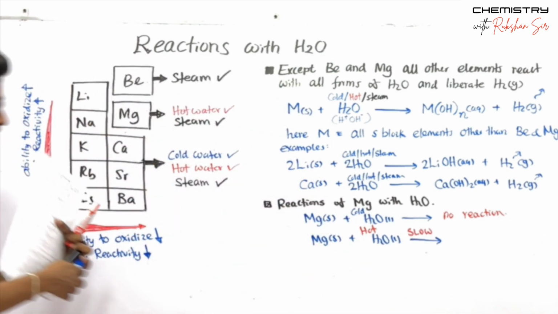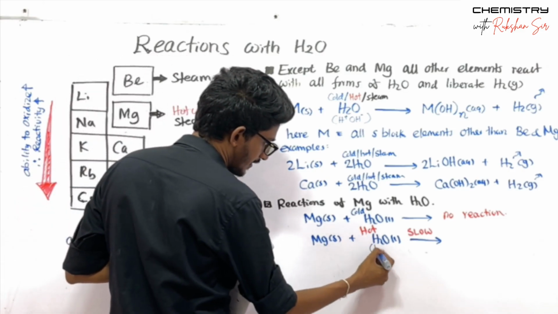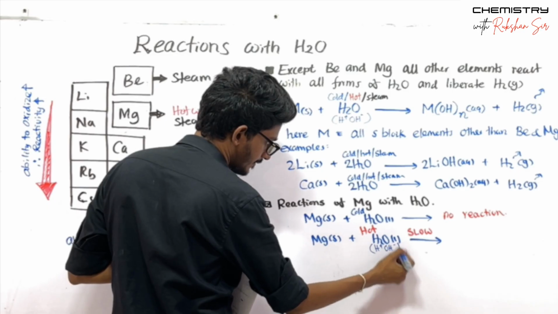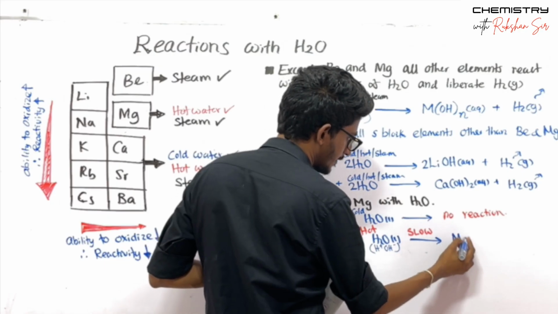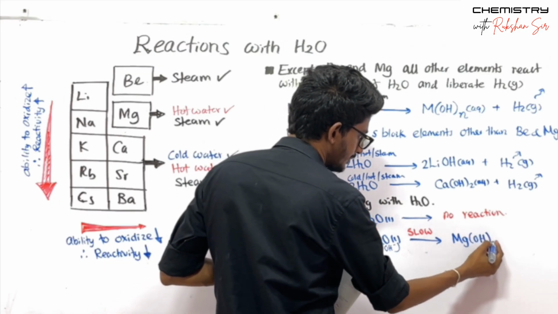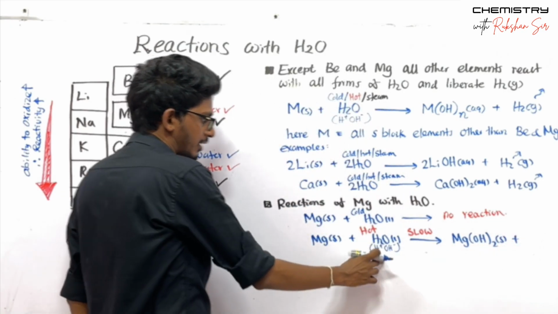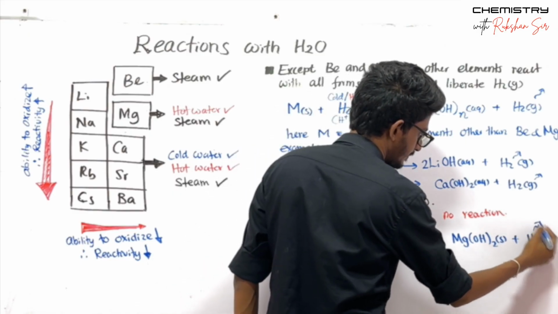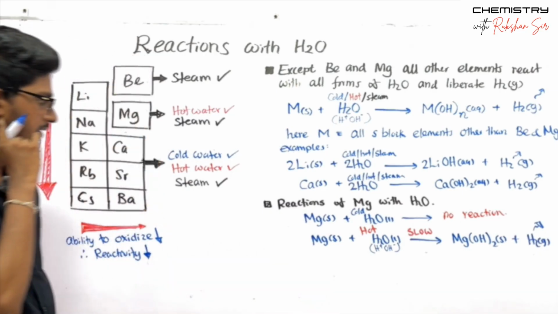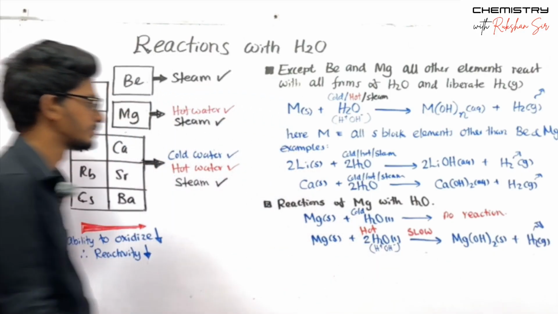And it will produce, right? Water can be taken as H plus and OH minus. So magnesium gets oxidized with the OH minus here, forming magnesium hydroxide, plus the H plus from here gets reduced to H2. So that is how things occur. Balancing is not that hard.